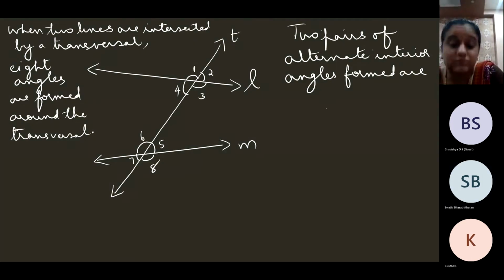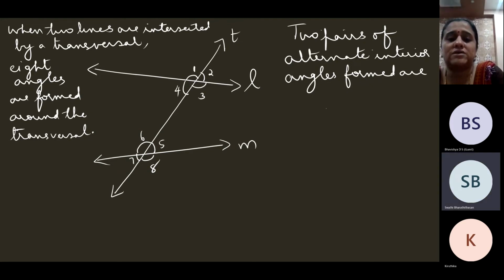Linear pair. Okay, very good. Identify the linear pairs in this figure, Swati. Tell me one linear pair here. Angle 1 and angle 2 form a linear pair.